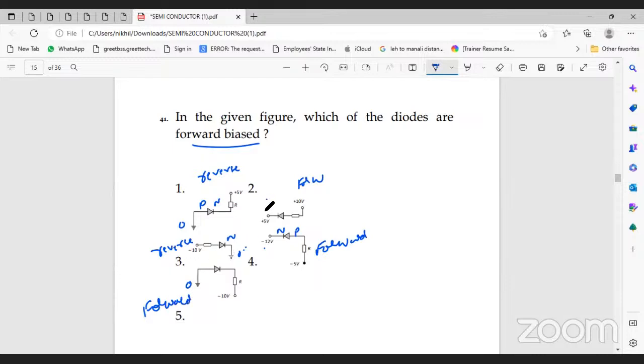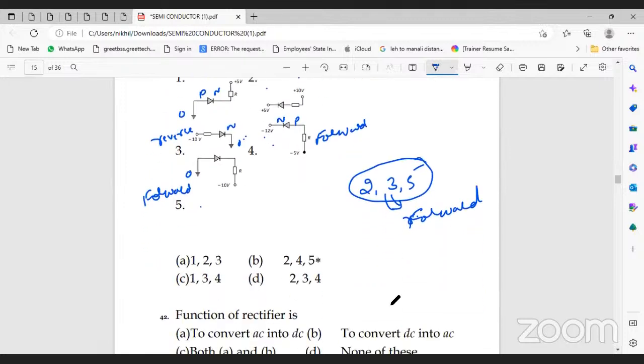So the second circuit, the fourth circuit, the fifth circuit. All these three circuits are in forward bias. The first circuit and the third circuit are in the reverse bias. So 2, 4, 5 are in the forward bias.